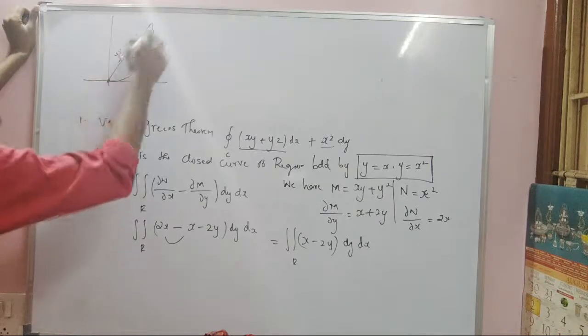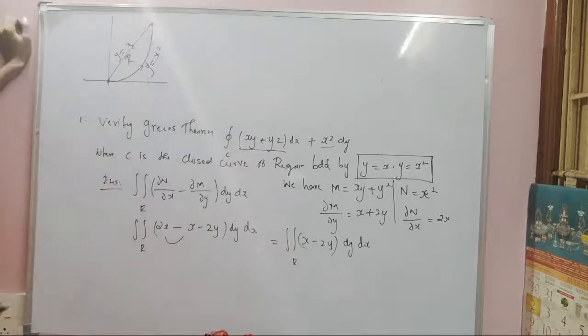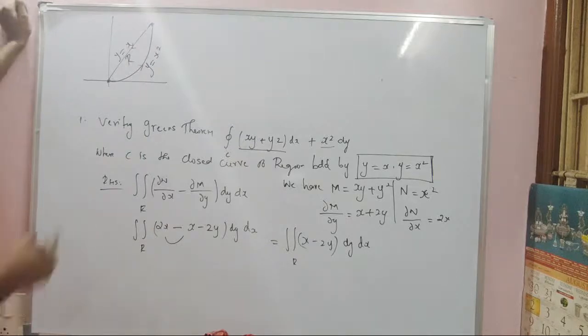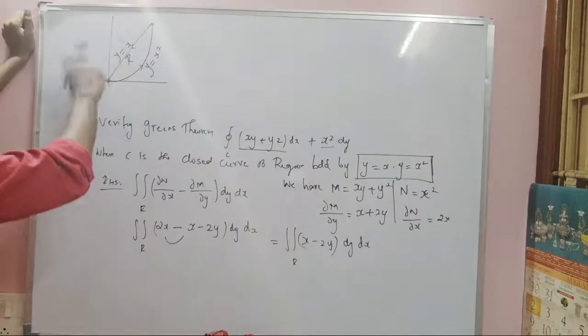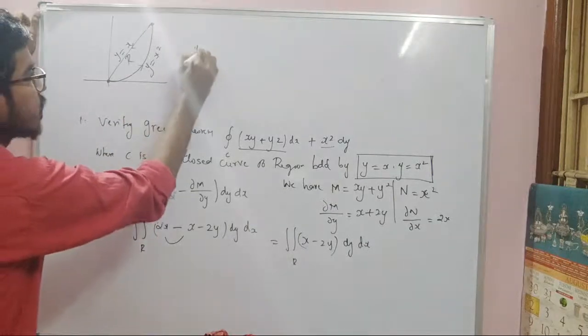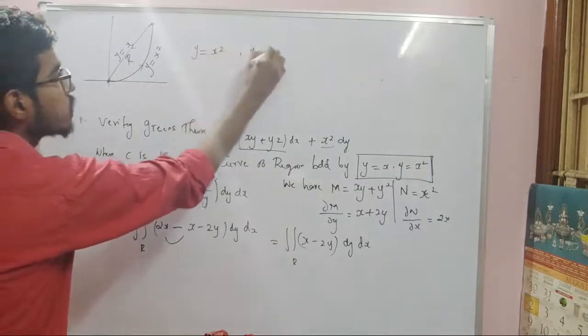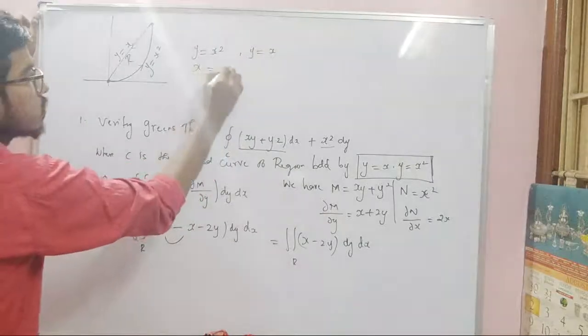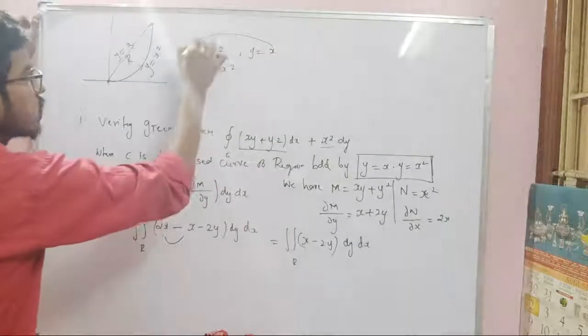We need to find this point and this point. A point of intersection gives the x value and the y value. You can see it varies from x to x square. So what will be the point of intersection? We have y is equal to x square, y is equal to x. That means x is equal to x square, right? So I'm just substituting y is equal to x here.